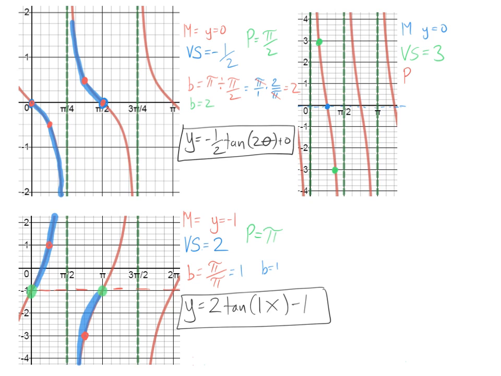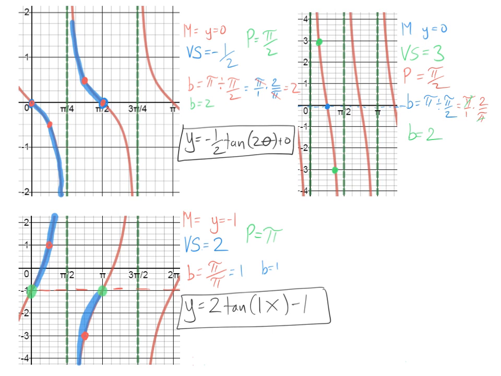Lastly, my period. Well, my period is the distance from this to my next asymptote. What wasn't that, pi over 2? The period is pretty simple, pi over 2. But from my period, I now have to calculate my b value. So b is going to be pi divided by pi over 2, which would be pi over 1 times 2 over pi, which those disappear, so b equals 2.